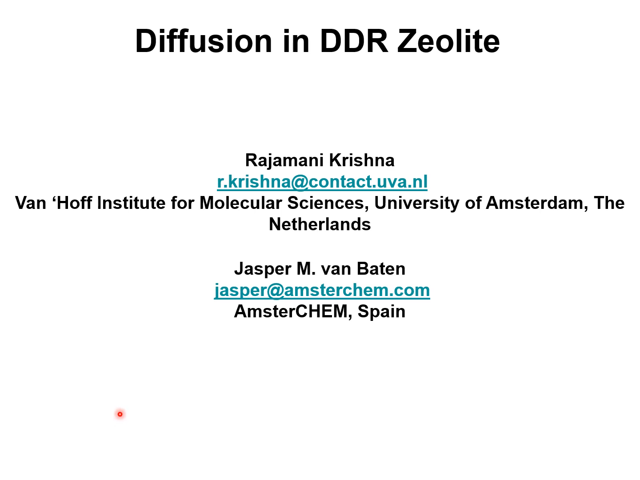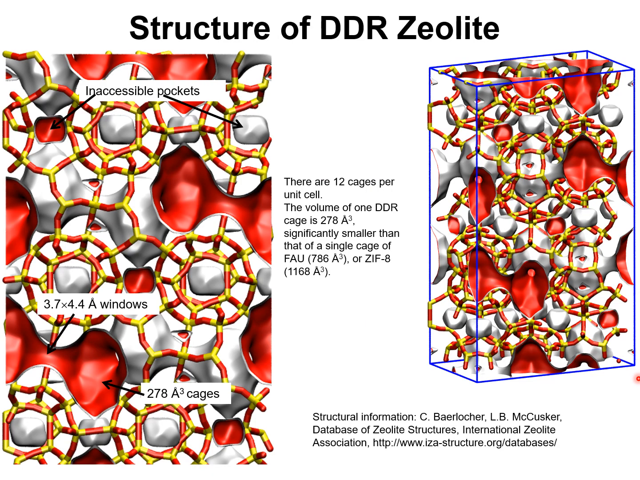The objective of this presentation is to gain insights into the motion of guest molecules inside DDR. DDR is an all-silica zeolite that has a cage window structure. This shows the structure of one unit cell that contains 12 cages.